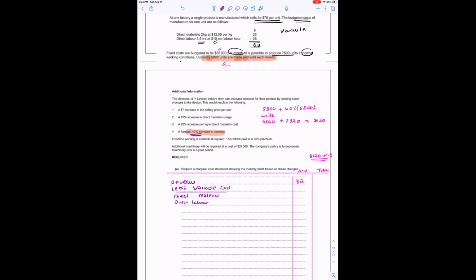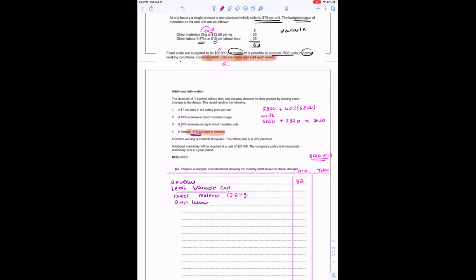Let's see the direct material cost. 10% increase in direct material usage. What was the previous usage? 2 kg. 10% of 2 kg, 2 into 10% is going to give 0.2. So your new usage would be 2 kg plus 0.2. Your new usage would be 2.2 kgs.